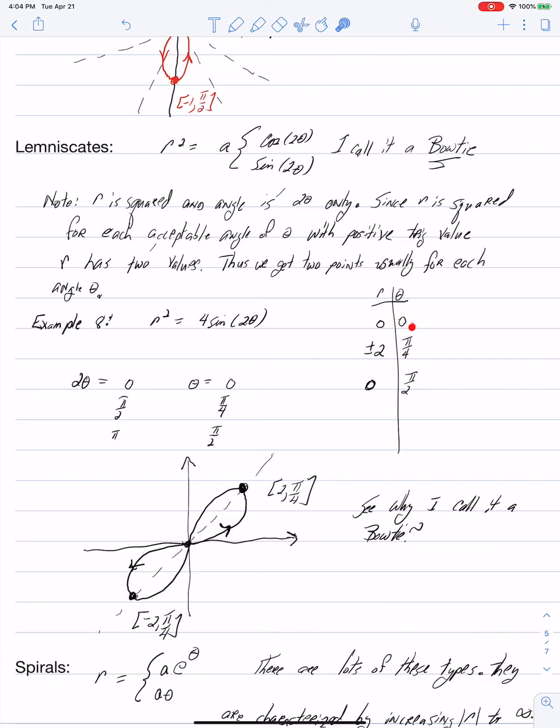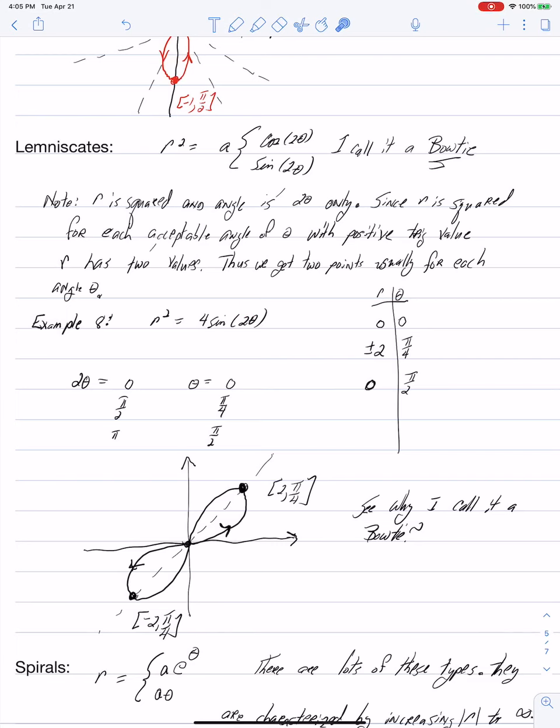When theta is 0, r is 0, so I'm at the origin. When theta is pi over 4, then it's the sine of pi halves, which is 1, right? Which means r squared is 4, r is plus or minus 2. And when theta is pi halves, it's the sine of pi. I'm back to 0 again, right?